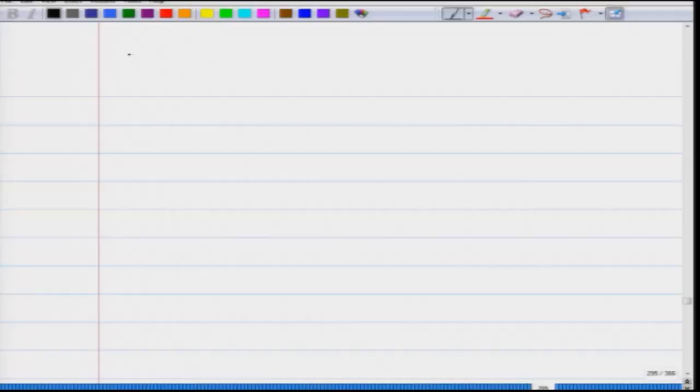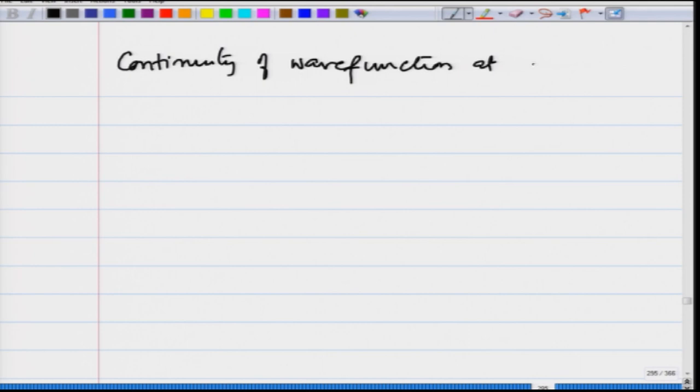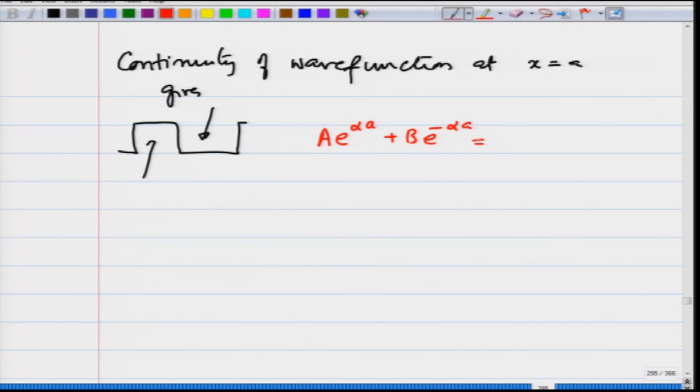I need two more equations. Those two equations come from continuity at x equals a. So, continuity of the wave function at x equals a gives, remember these are the regions. I know the wave function here, I know the wave function here. So, I am going to have A e raised to alpha a plus B e raised to minus alpha a is equal to C e raised to i beta a plus D e raised to minus i beta a. That is my equation number 3.